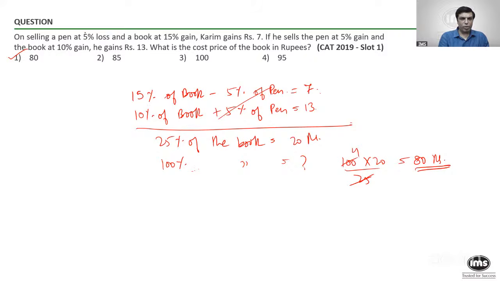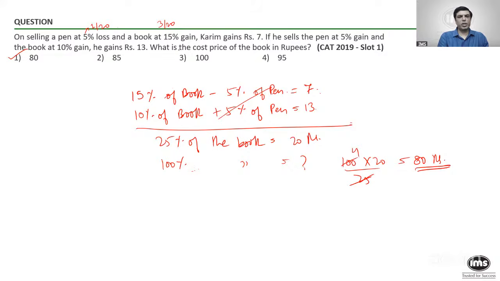5% is 1 upon 20. And 15% is 3 by 20. So after multiplying with their respective prices, if I'm getting natural numbers, then in that case, the prices would be multiples of 20. I'm not saying that definitely they are, but probably they are multiples of 20. So let me choose an option from here, which is a multiple of 20, and test that option.